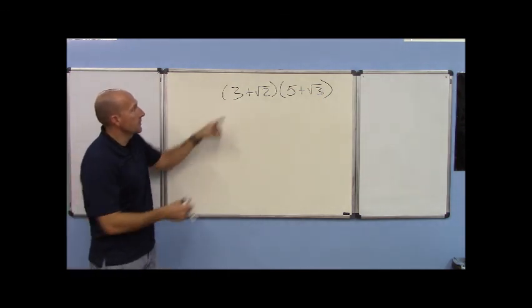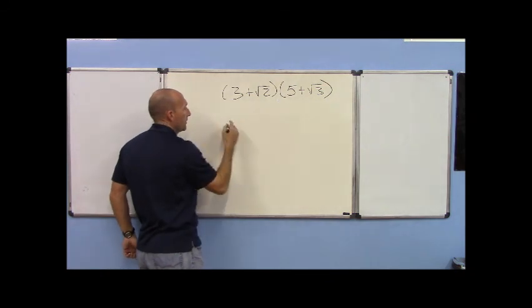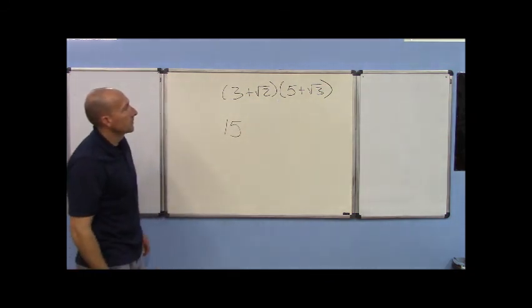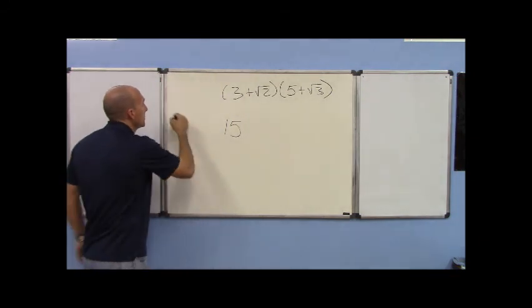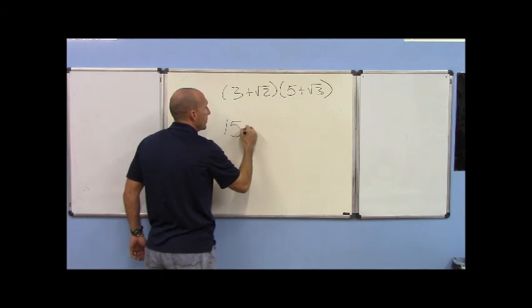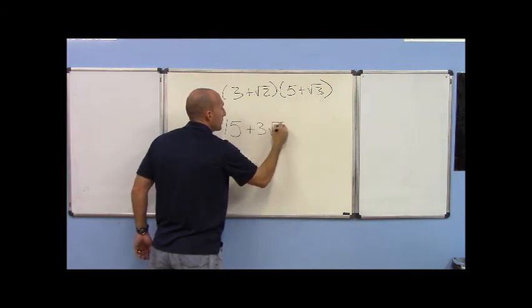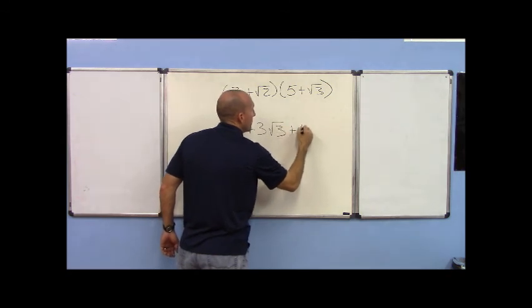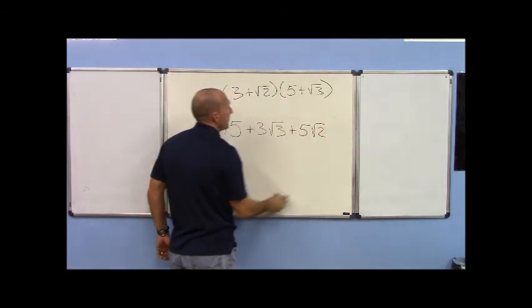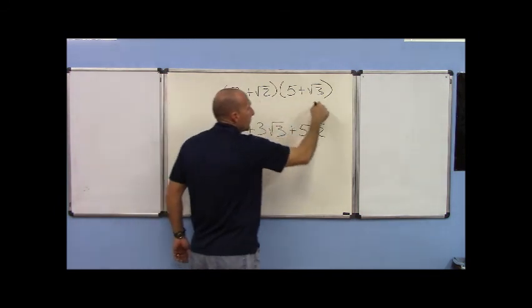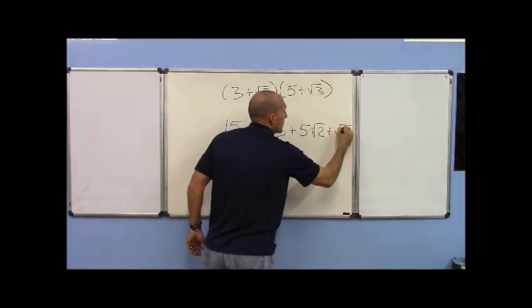So let's do our first. 3 times 5 is 15. And then the O is outer, so we'll do 3 times the square root of 3. Then our inner, plus 5 times the square root of 2. And then our last, square root of 2 times the square root of 3 is the square root of 5.